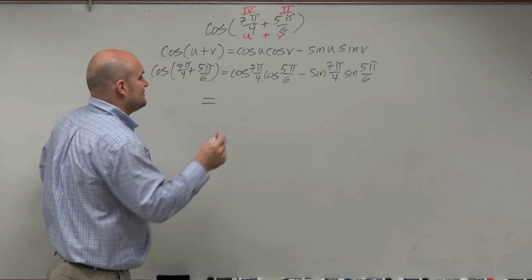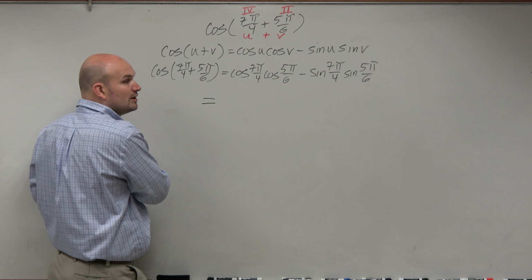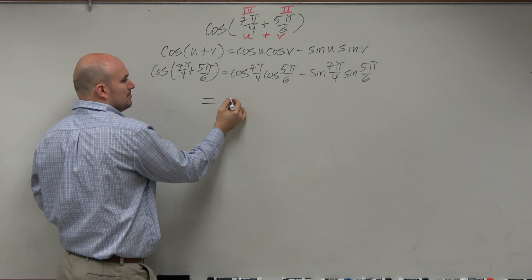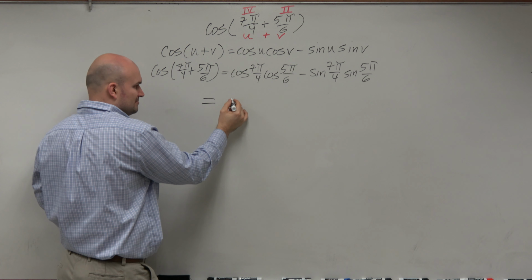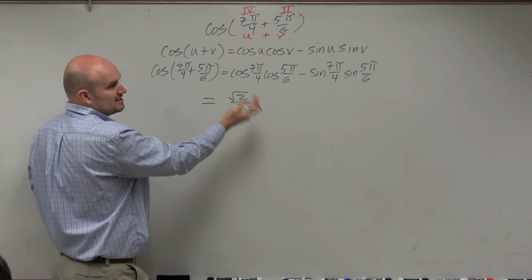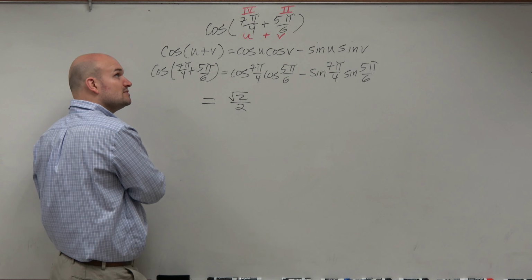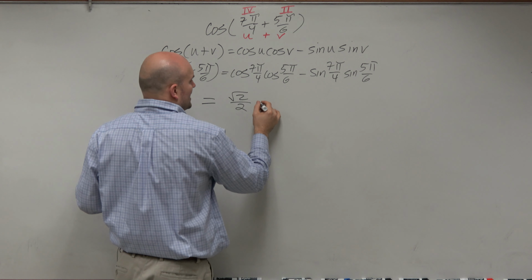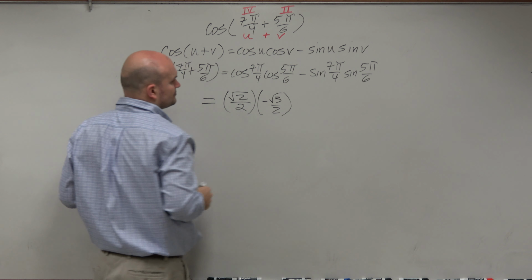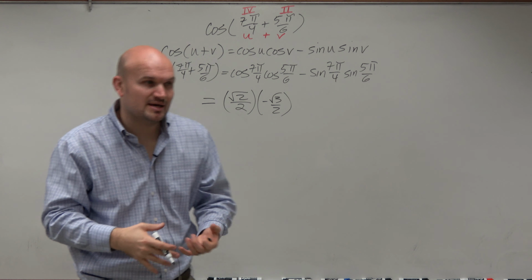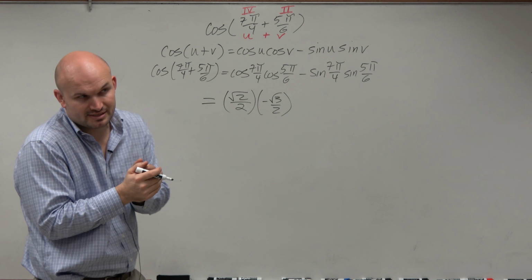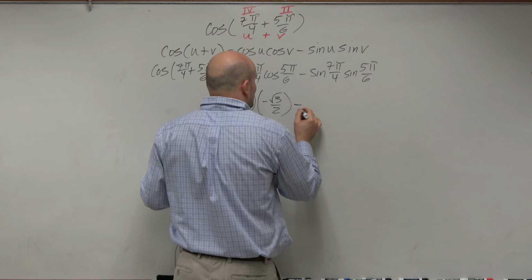OK? So 7 pi over 4, hopefully you guys know that's going to be square root of 2 over 2, but it's in the fourth quadrant, so cosine is positive. Cosine of 5 pi over 6 is in the second quadrant. We're thinking of cosine, so 5 pi over 6, that's going to be a negative square root of 3 over 2. Now, I like to use parentheses. I'm not telling you have to use parentheses, but a lot of mistakes come from students not using parentheses, so I'd recommend doing that. Minus.